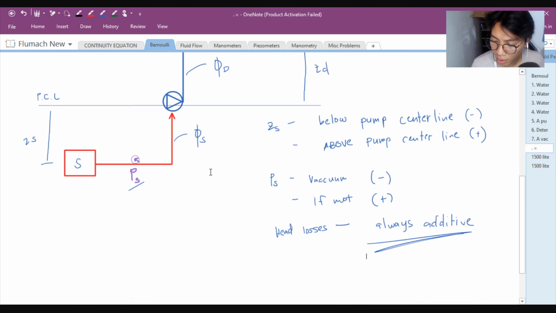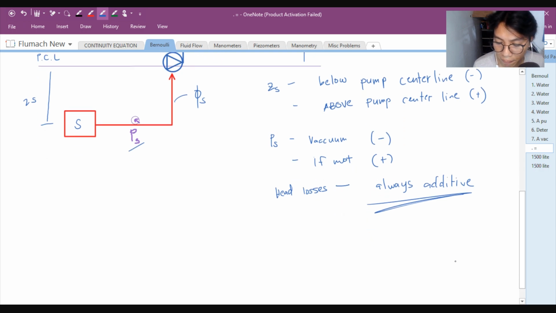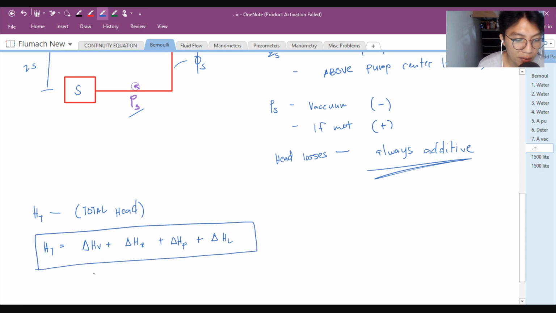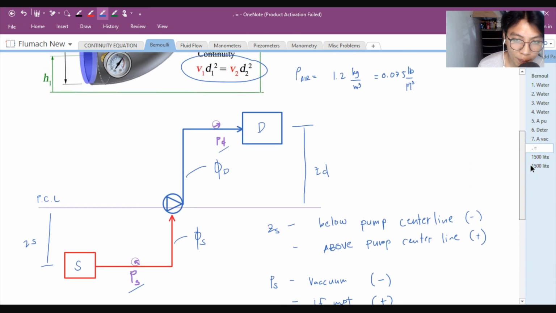Now, let us determine the total head. The total head is equal to the change in velocity head, the change in elevation head, the change in pressure head, and the change in head losses. Yan yung entirety. Again, this is velocity head, this is elevation, this is pressure head, this is head loss. Now, saan natin makukuha yung velocity head natin?